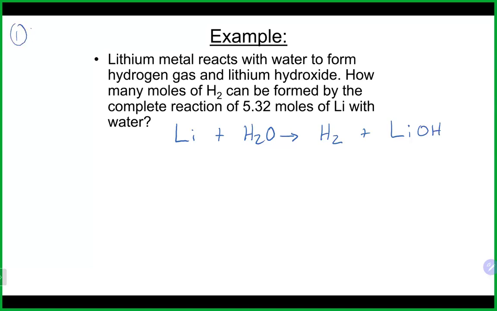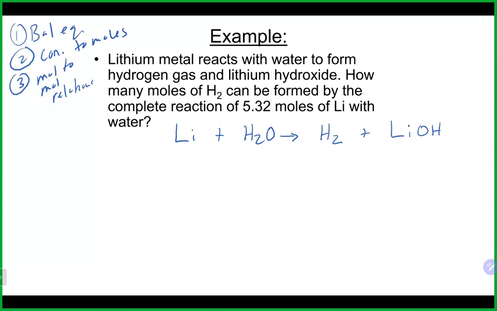Follow the 4 steps. We're going to balance the equation. We're going to convert to moles. We're going to do the mole to mole relationship. And then we're going to go from mole. Okay, let's take a look here and see. So obviously in this case, we have a stoichiometry problem. We're given 5.32 moles of lithium. We're eventually looking to find moles of hydrogen. So again, we just want to follow our steps.